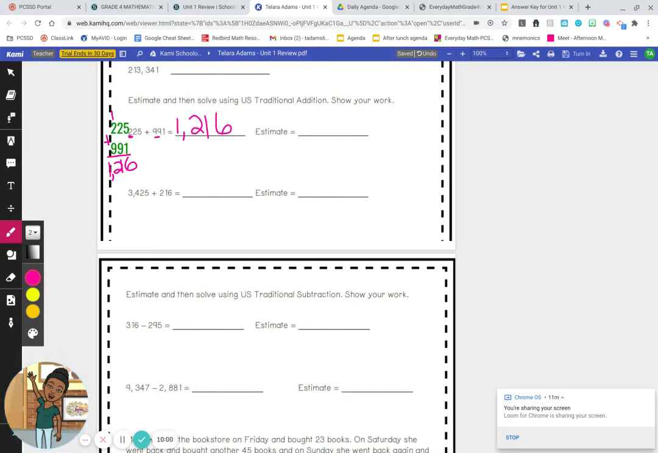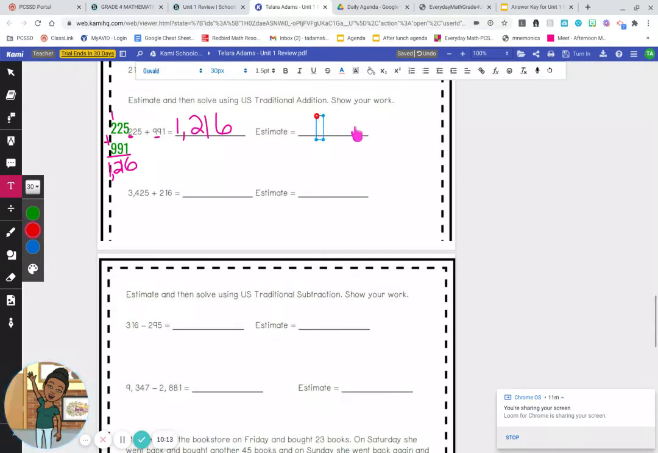Or you can also think, what number is this close to? 225 is close to 200. 991 is close to 1,000. So use the estimation of your choice, but whatever you use, show your work. For me, I'm using front-end estimation. 200 plus 900 equals 1,100.